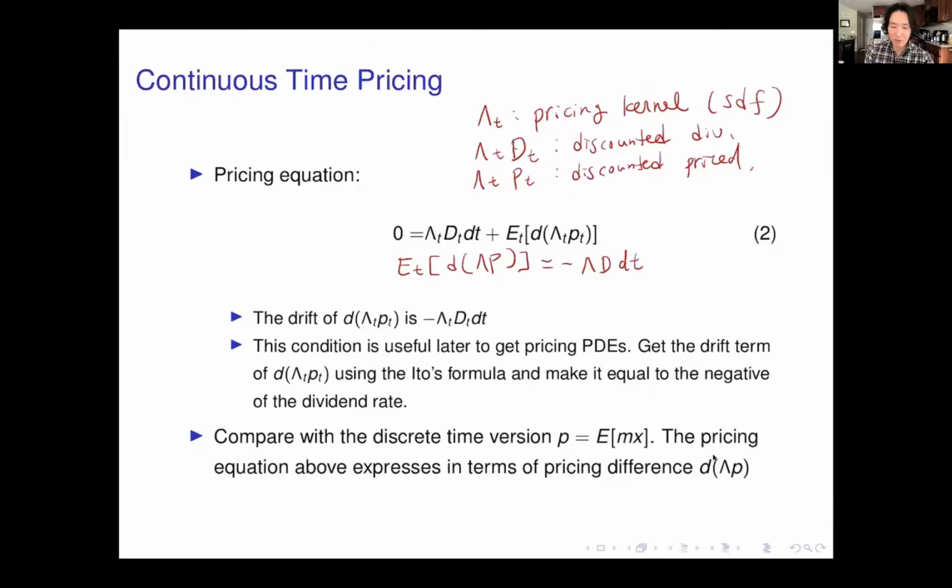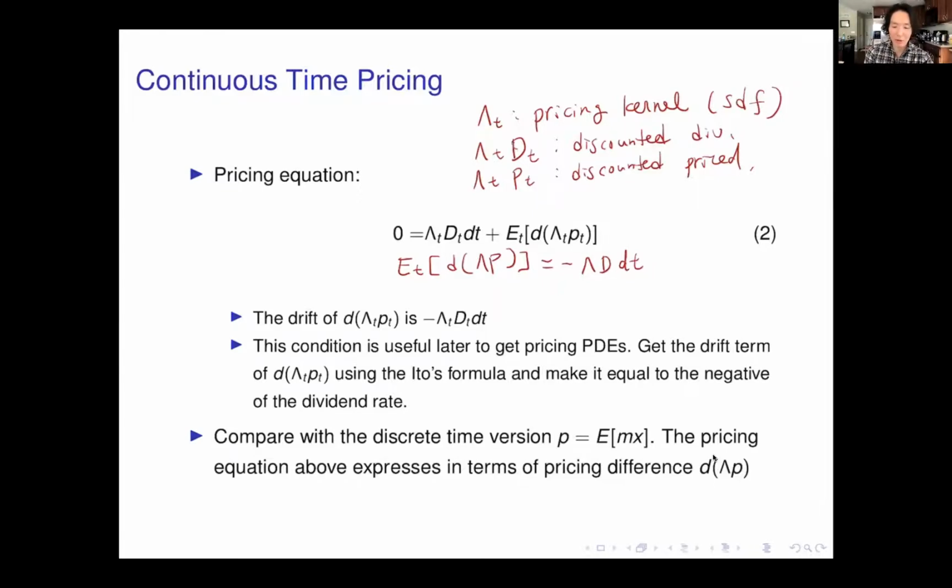And this condition is useful later to get the pricing PDEs. So we will multiply the discount rates, the pricing kernel, to the value that we want to price, and then apply the Ito formula, get the drift, and the drift should be the negative of the discounted dividends.